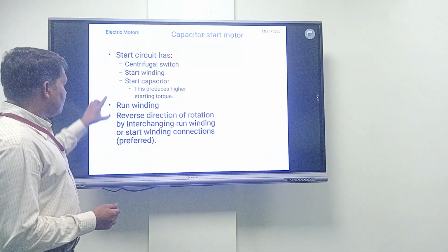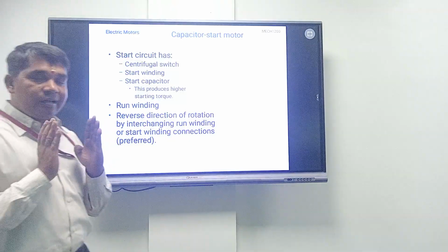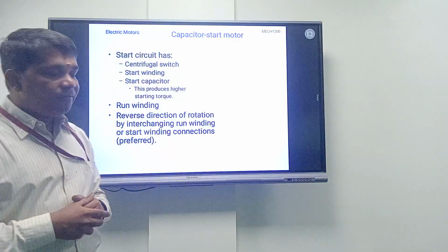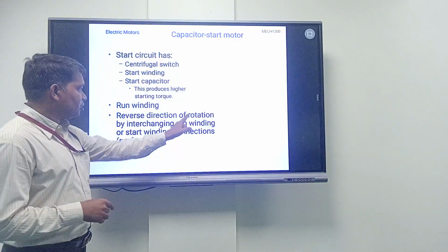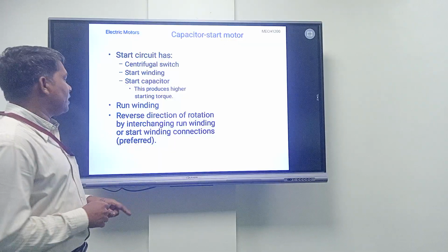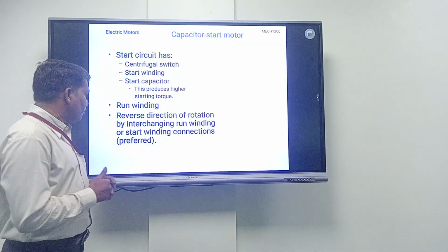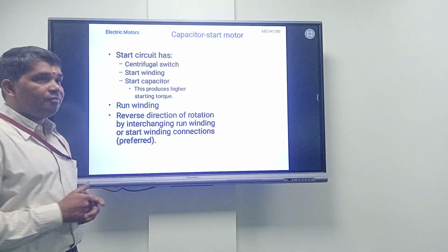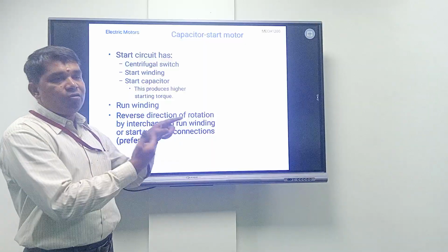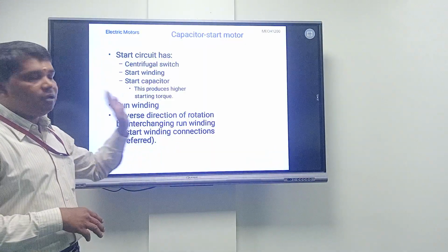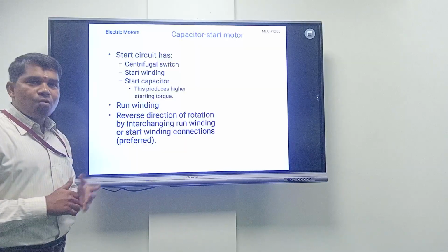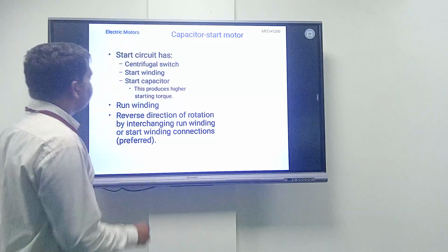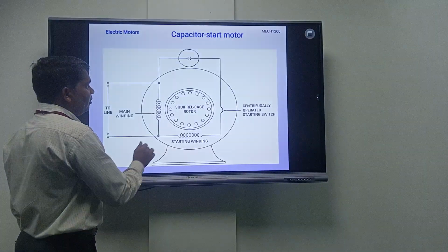So in these cases, the direction of the motor rotation, clockwise or anti-clockwise, can be reversed by interchanging the running winding or starting winding connections. Normally the starting winding connections are preferred, because the supply terminals connected to the starting winding can be interchanged, and the motor direction can easily be changed by interchanging the supply terminals.